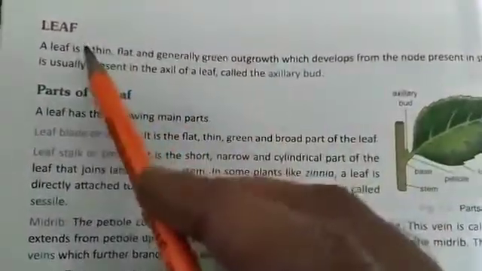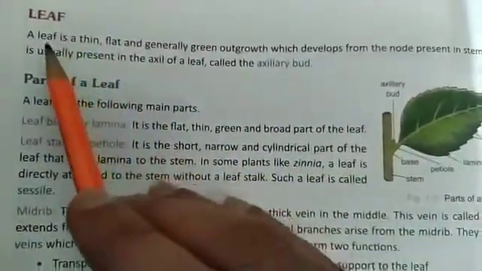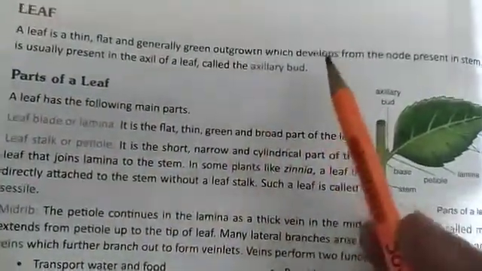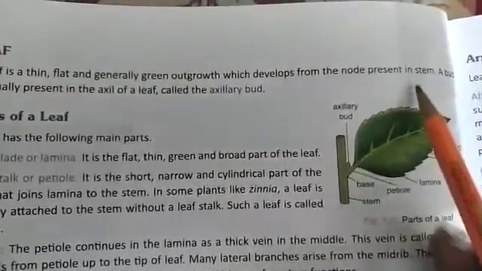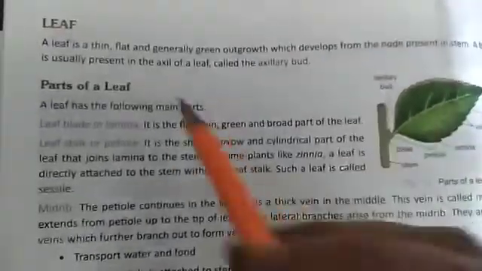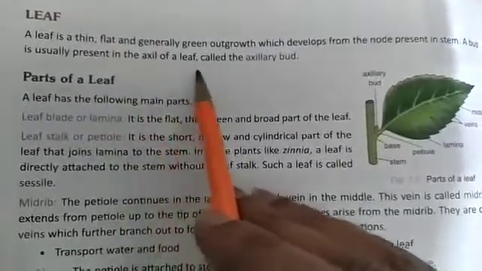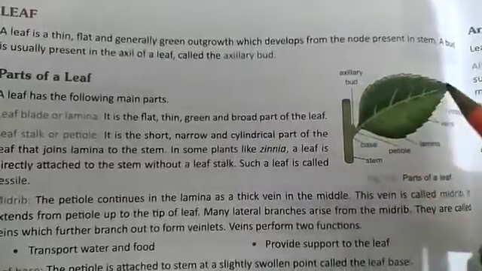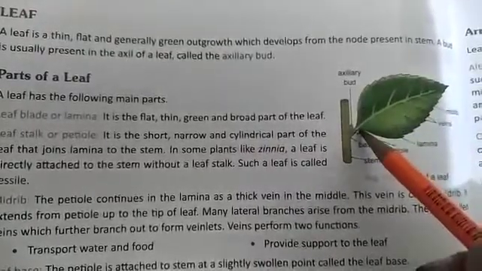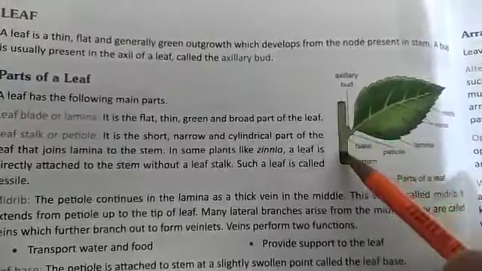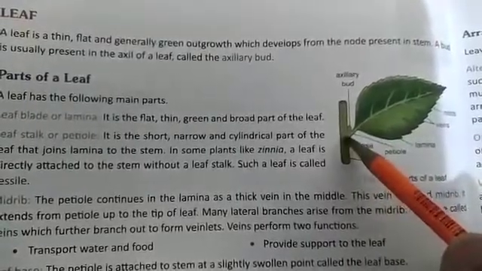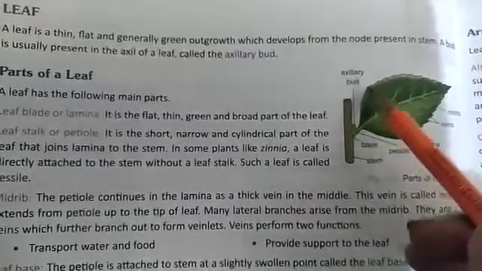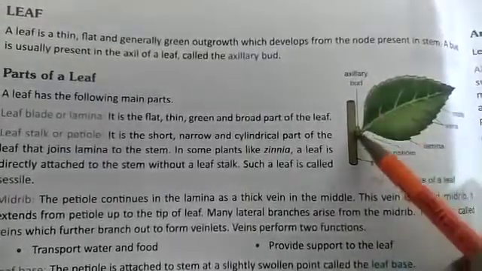Now let us learn about the leaf. So what is a leaf? A leaf is a thin, flat and generally green outgrowth which develops from the node present in the stem. A bud is usually present in the axil of a leaf, called the axillary bud. So in this diagram you can rightly locate that this is a leaf, and this is the stem, and here there is a structure called a node. I'll tell you what this node is. And you can see the axillary bud at the base of the leaf.